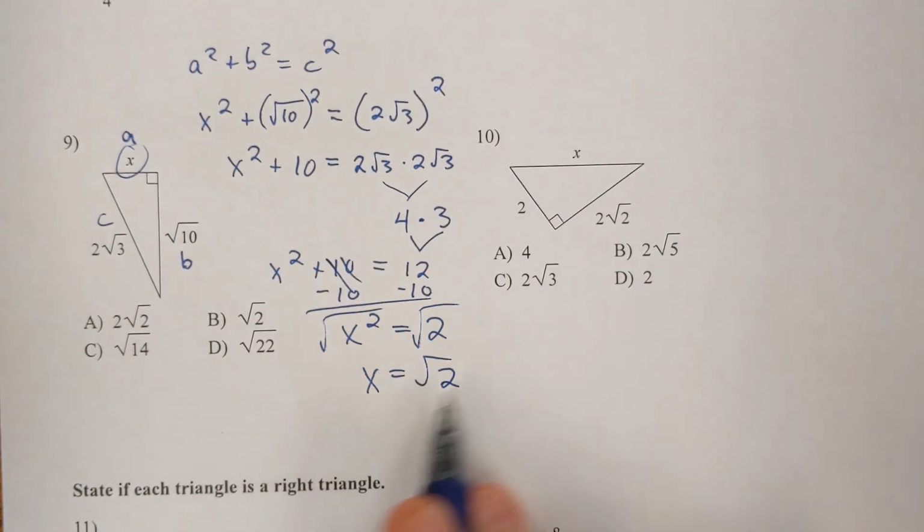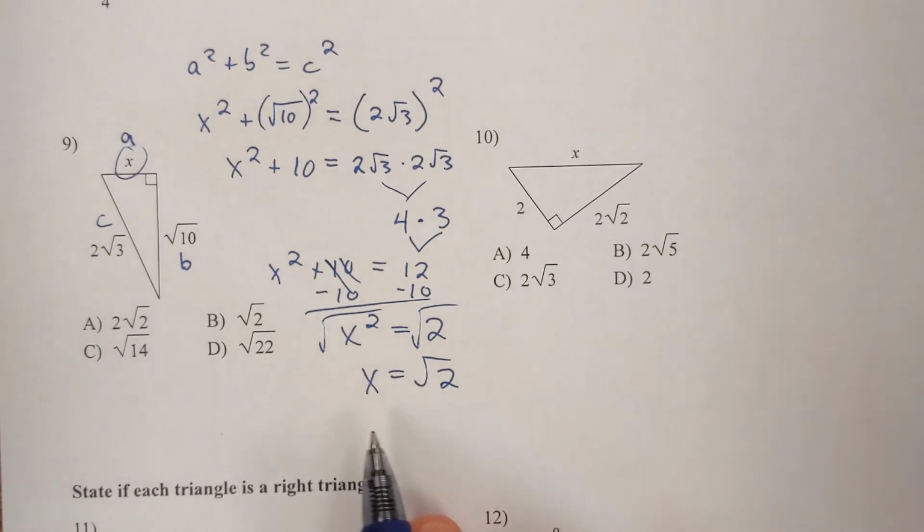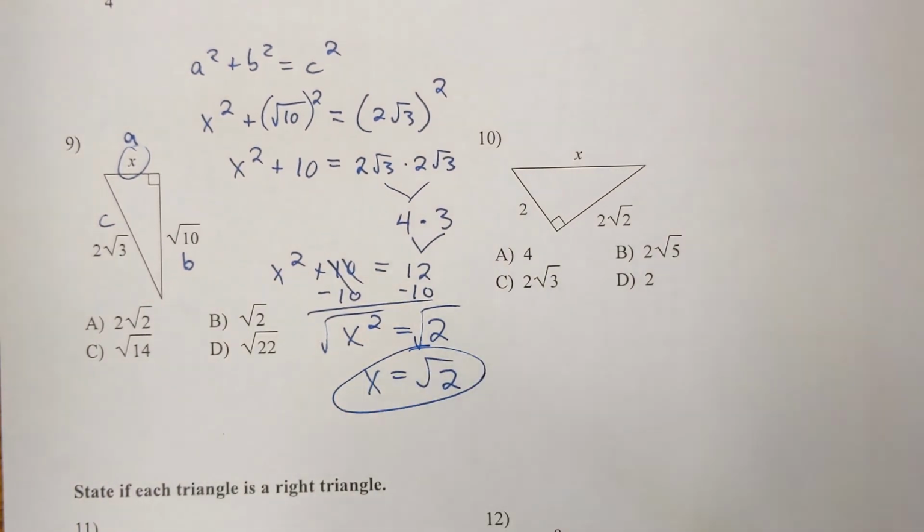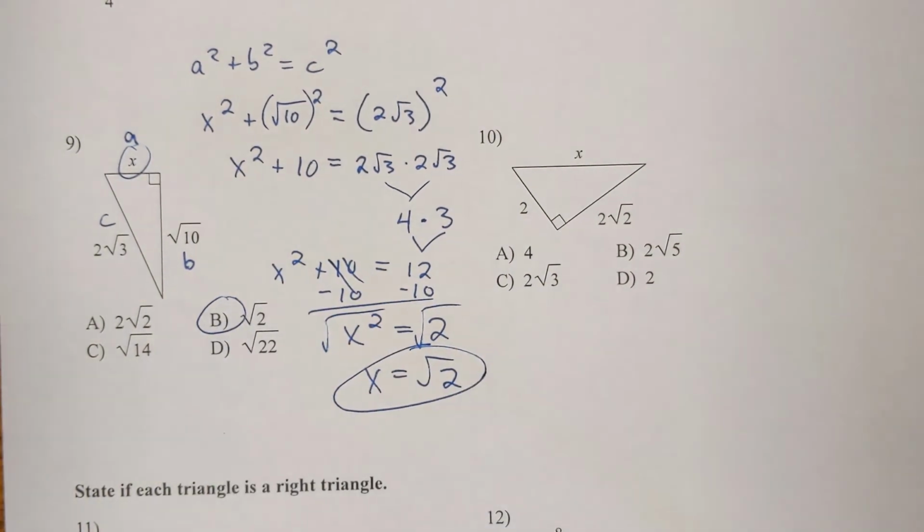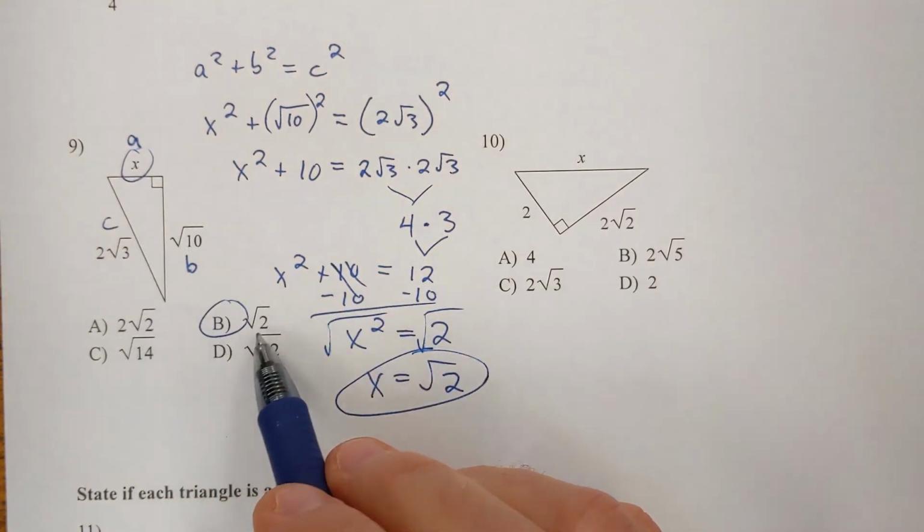Now radical 2 cannot be simplified at all. This is just how I'm going to leave my final answer. In this case, this missing side would be radical 2.